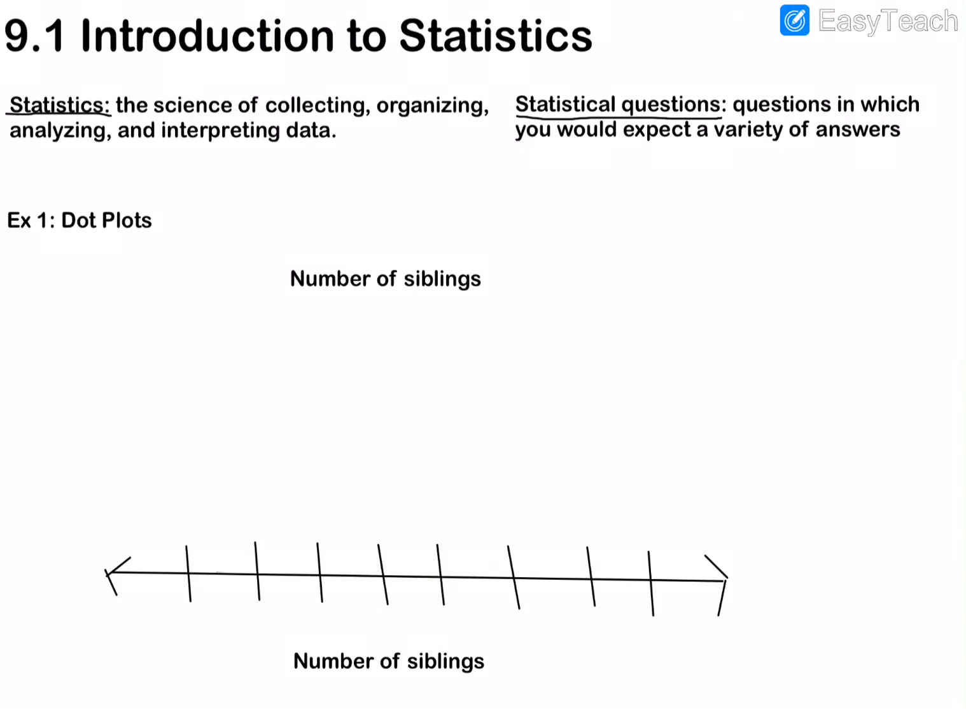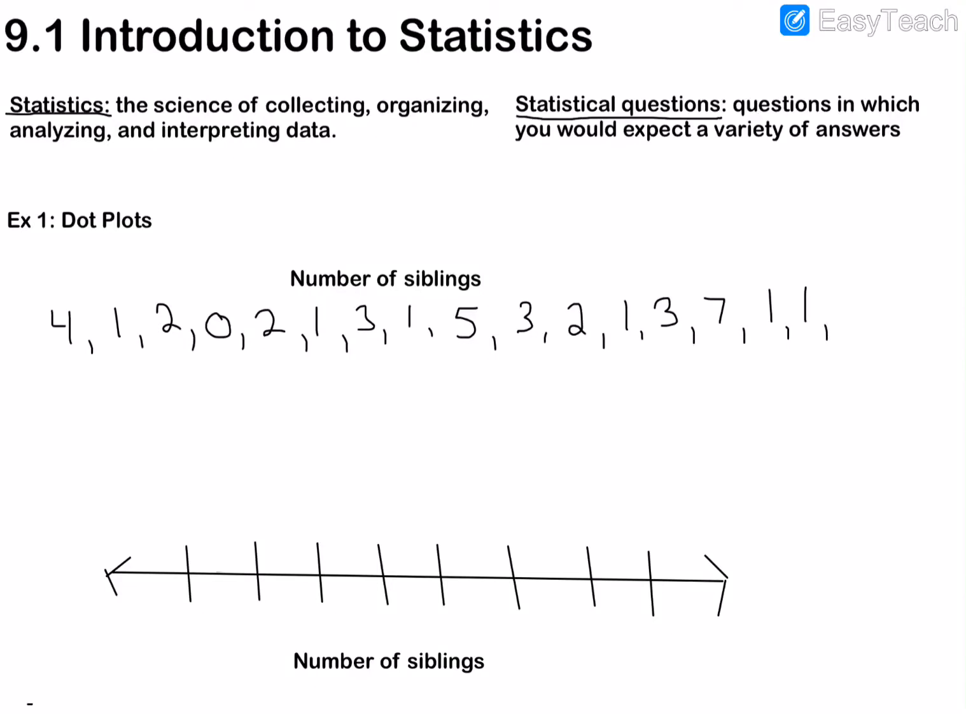So, for example, if I ask a student how many siblings they have, I'm going to have 23 answers here. So if somebody says 4, 1, 2, 0, 2, 1, 3, 1, 5, 3, 2, 1, 3, 7, 1, 1, 2, 1, 5, 2, 4, 3, and 2.